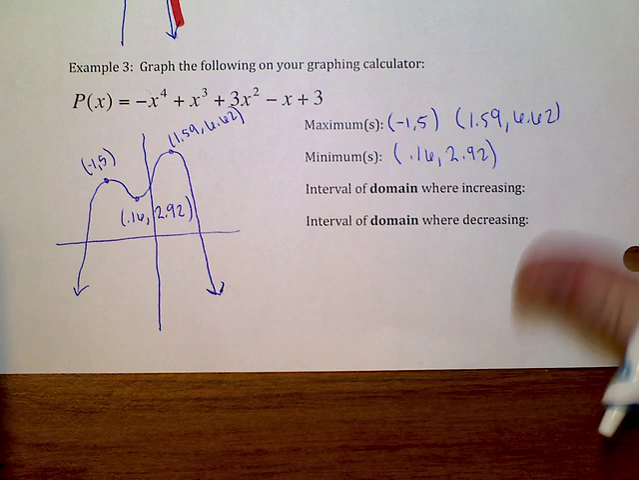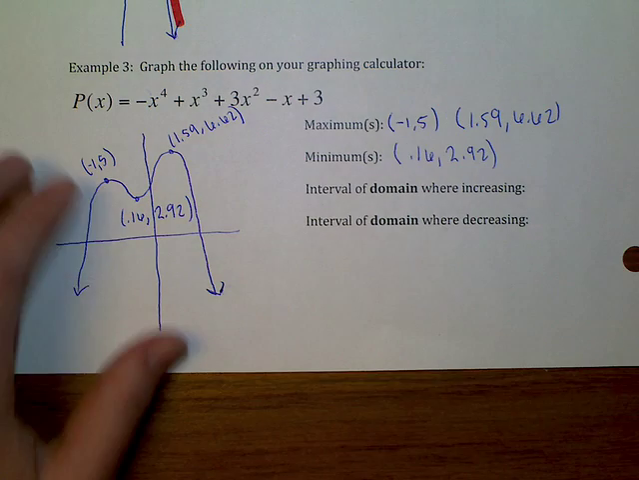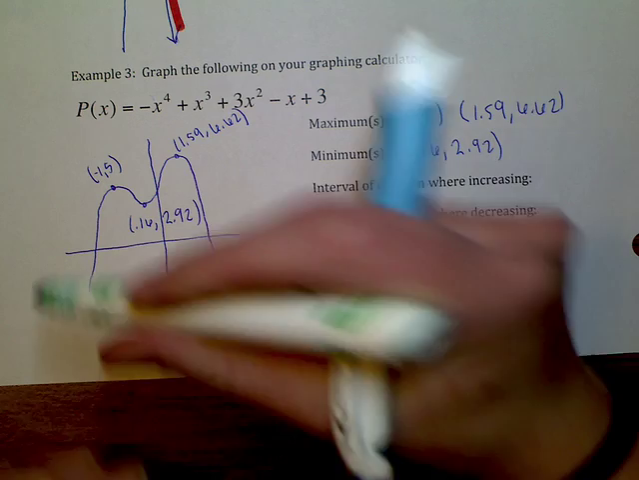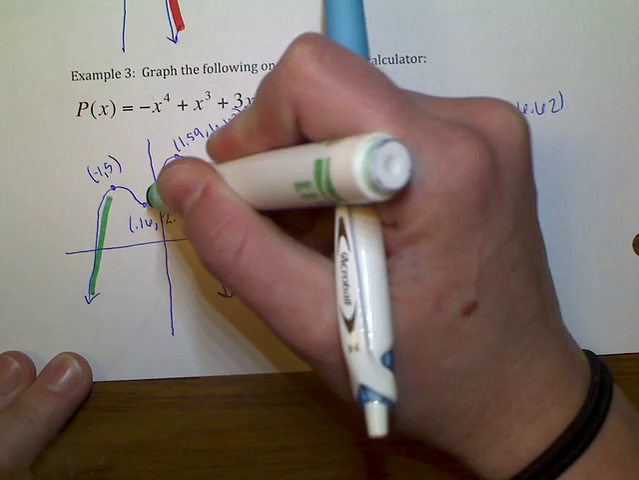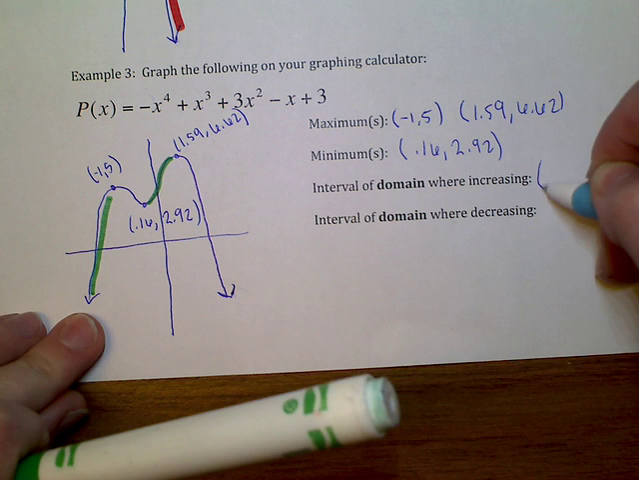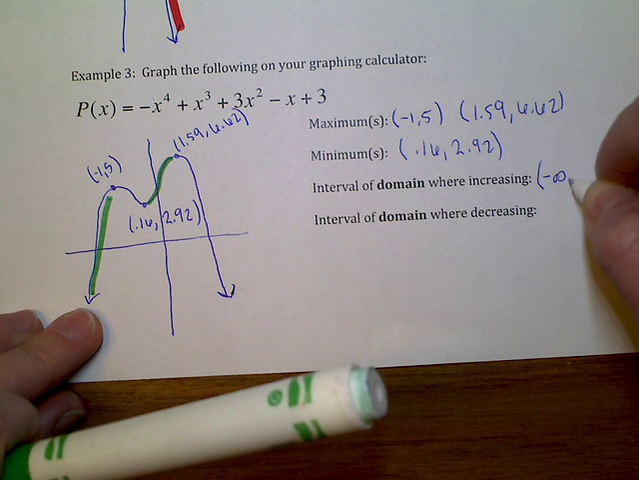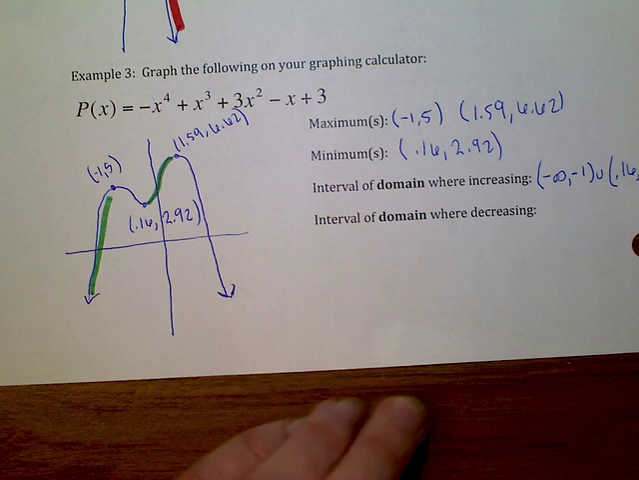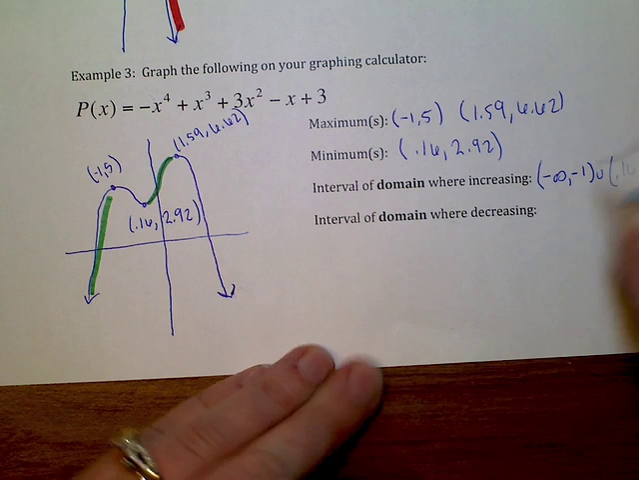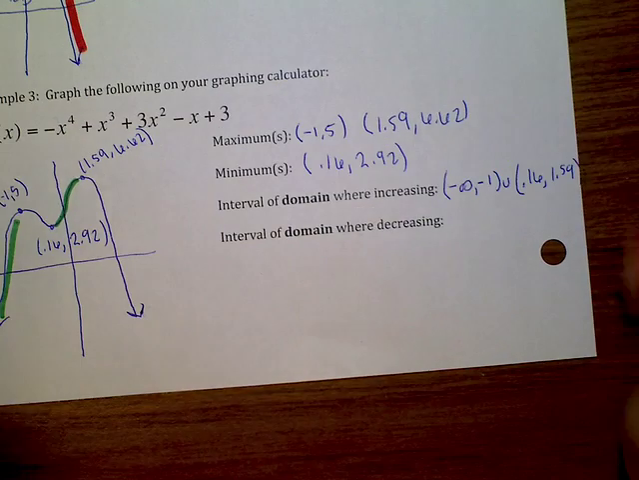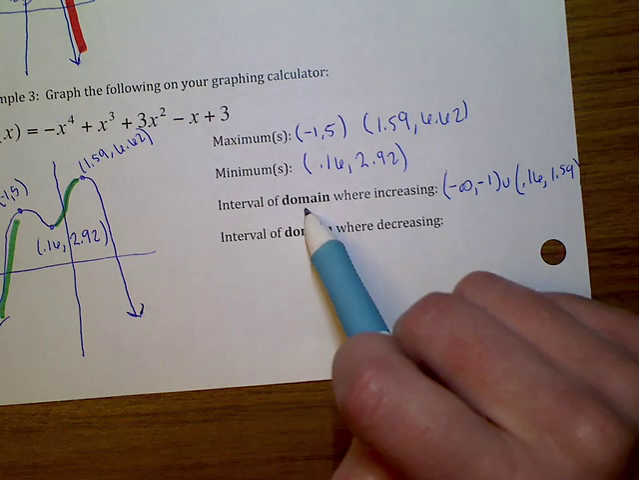Okay, so this one has a couple of increasing and decreasing intervals. So increasing here and here, so we have to write the domain of those parts. So negative infinity to negative 1, union 0.16 comma 1.59. Again, I'm not using any y values over here because that would not be the domain. Domain is only x values.